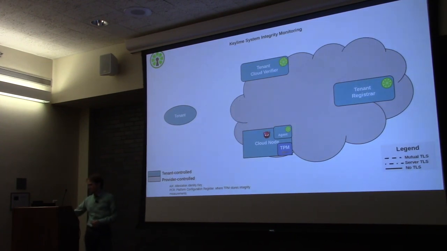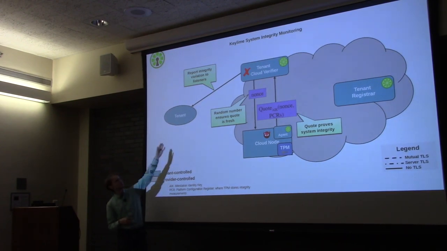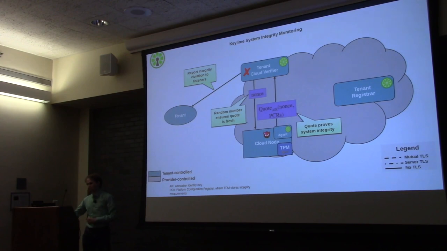And now let's say, for instance, that some malware starts running on the cloud node. This is not a trustworthy image that's going to match our whitelist of trusted images that are allowed to be run. So now when it performs this quoting process, there's going to be a hash in that list that's not trustworthy. So the verifier is going to recognize that, and it's going to report that integrity violation to the tenant, along with anybody else who's listening in the system. And at that point, it can take automated action.